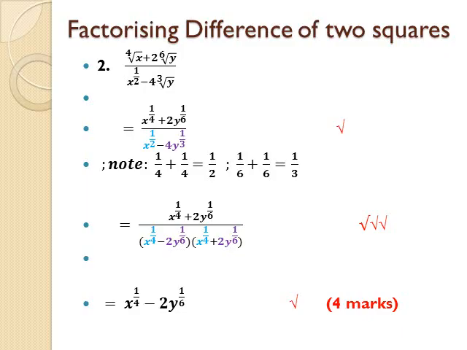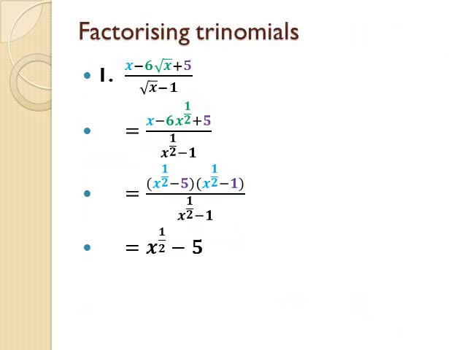Next problem. Now we're looking at factorizing trinomials. So they've given me x minus 6 square root x plus 5, and the bottom square root x minus 1. So that can be rewritten as x minus 6, x to the power half, 1 from inside and 2 from the square root, plus 5.